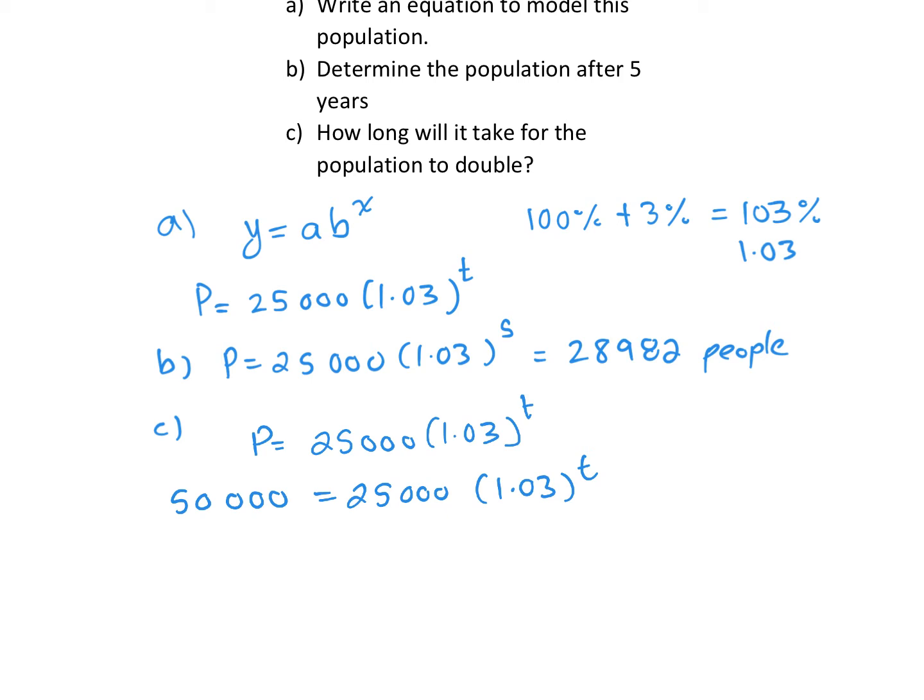So if you remember, when we're solving exponential equations, we can't multiply the 25,000 by the 1.03. So we're going to isolate for that 1.03 to the power t by getting rid of the 25,000 by dividing, and we'll do the same on the other side, which gives us a value of 2. And that makes sense because we're trying to figure out how long it will take to double.